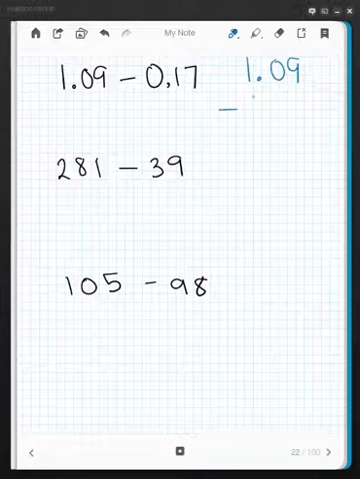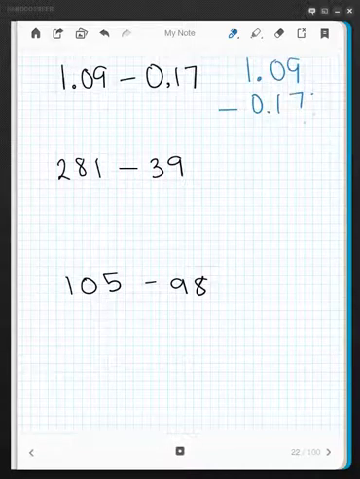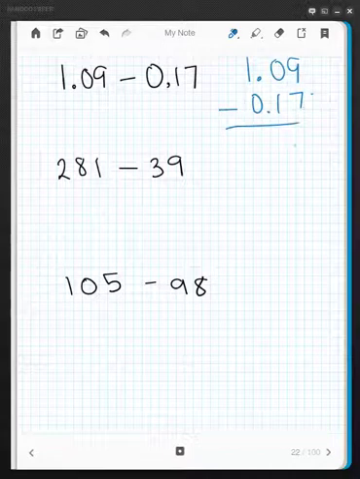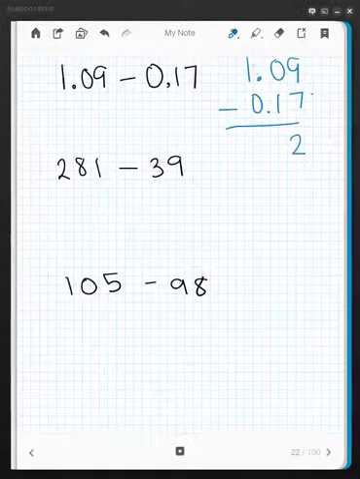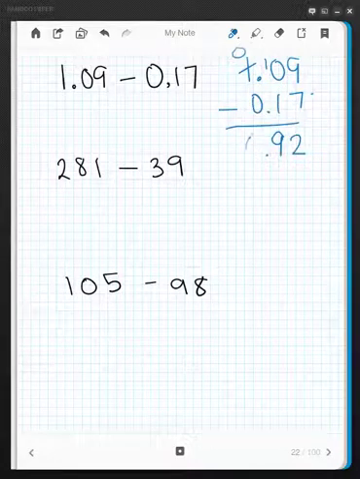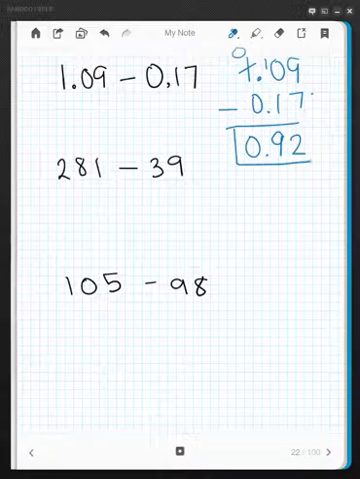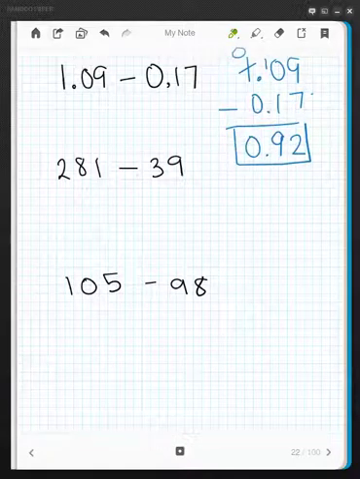1.09, line up the decimal points. 0.17 here. 9 minus 7 is 2. I can't subtract here, so I'm going to borrow over here. 10 minus 1 is 9. Decimal point comes down. 0 minus 0 is 0. There we go. There's our answer. 92 hundredths.